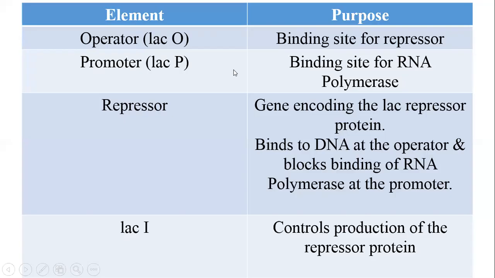So, in summary, we can see that there are 4 controlled elements in the Lac operon. First of all, there is an operator designated as Lac-O, which functions as a binding site for the repressor. Another one is a promoter site, Lac-P, which acts as a binding site for the RNA polymerase. The repressor protein gene encoding the Lac repressor protein binds to the DNA at the operator and blocks binding of the RNA polymerase at the promoter. And Lac-I controls production of the repressor protein.